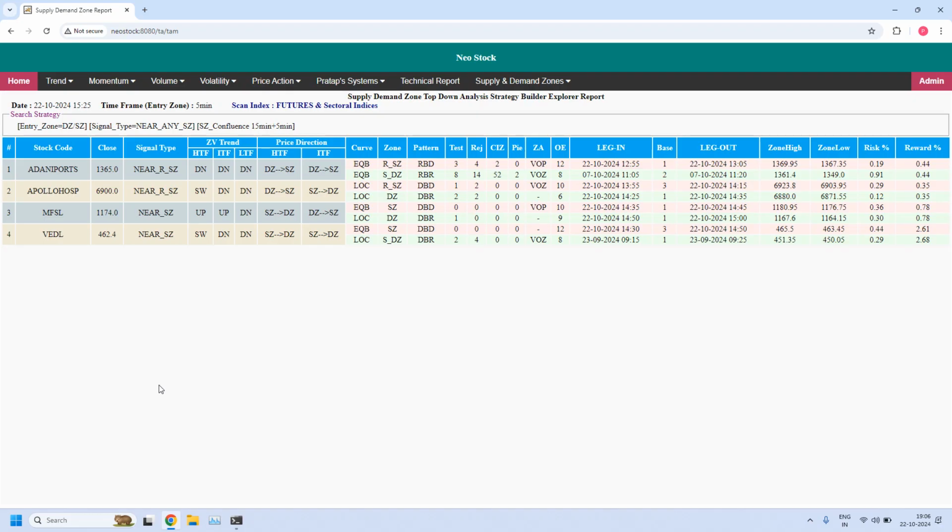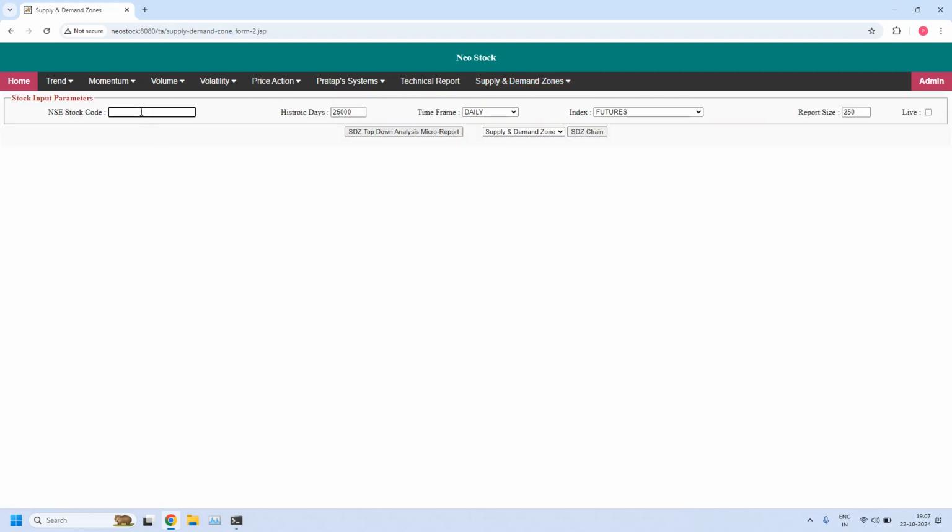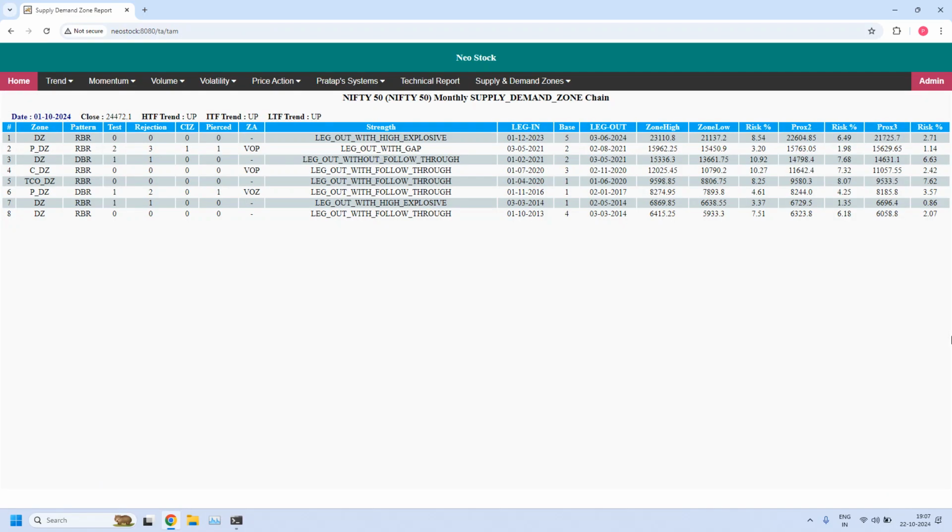So this is about stocks near demand and supply zones. Next, let us identify NIFTY and BANKNIFTY supply demand zone chain. Let's start with NIFTY, starting from monthly time frame. So I'm generating monthly supply demand zone chain for NIFTY. So this is NIFTY monthly supply demand zone chain.